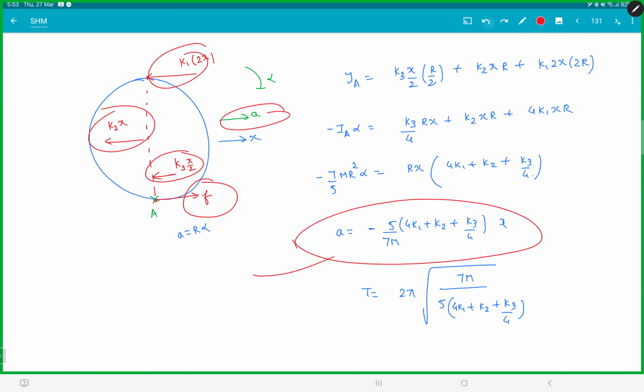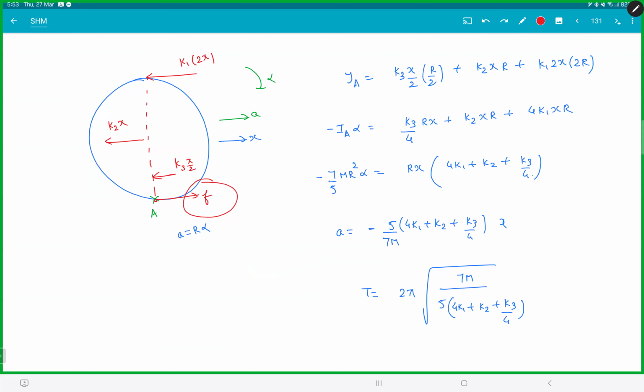Makes sense. So I didn't ask you that, but if they ask you to find the friction value, f minus k1 2x minus k2x minus k3x by 2 is equal to mass into acceleration. So take this and dump here, you'll get the value of f. Got it. So from there, they can ask you to find the maximum amplitude. So all those kind of questions can be framed. Next one.